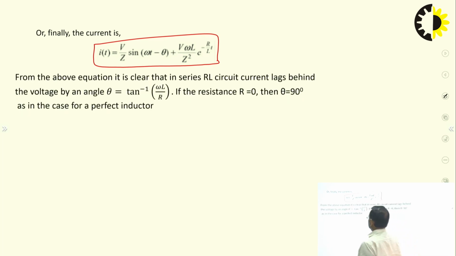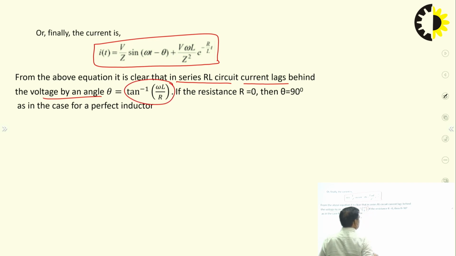So from the above equation it is clear that in a series RL circuit the current lags behind the voltage by an angle theta, which is given by tan inverse omega L upon r. If the resistance R is equal to 0, then theta is equal to 90 degrees. So that is the case of the perfect inductor. If the circuit is purely inductive, the current lags the voltage by 90 degrees.